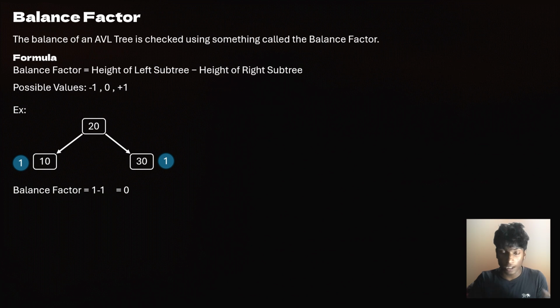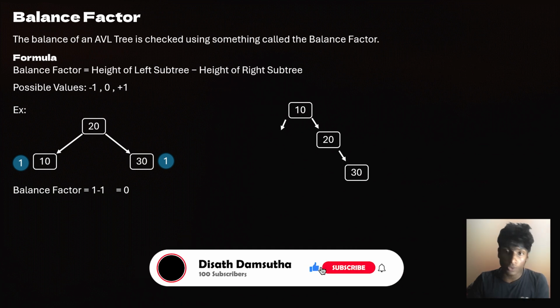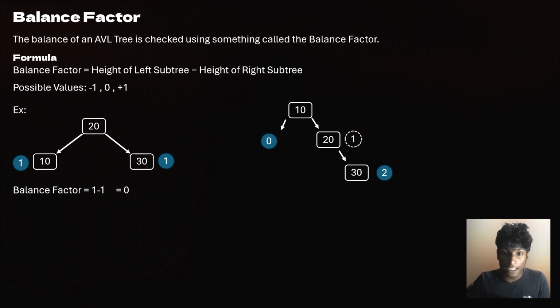Now let's look at another example. We have this structure. 10 is the root, and 20 goes to the right, and 30 also goes to the right. So here the left side height is 0, and right side height is 2. Now the balance factor is 0 minus 2, which is minus 2. Since minus 2 is less than minus 1, this tree is unbalanced. So in this case, an AVL tree would perform the rotation to make it balanced again.